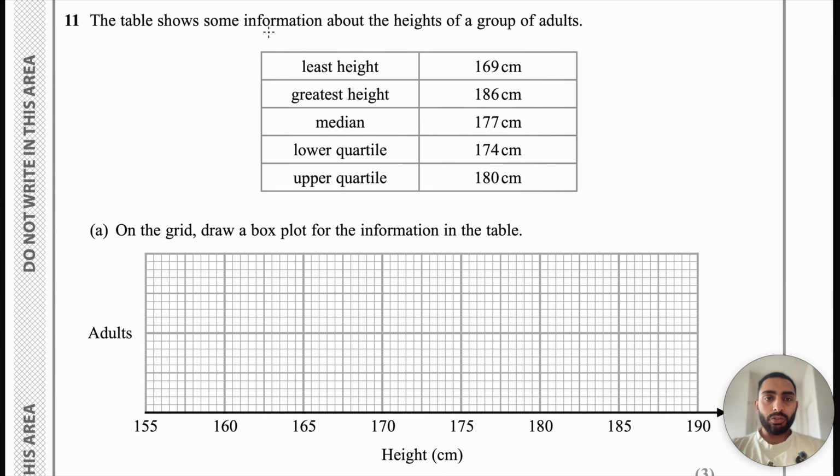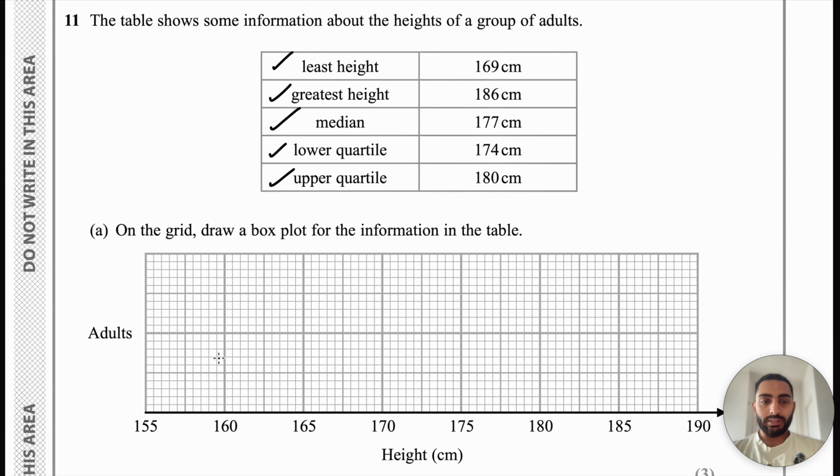Question 11. The table shows some information about the heights of a group of adults. Draw a box plot for the information in the table. Let's plot all of these onto the box plot. Let's just check we have everything we need. We have the smallest number, we have the largest number, we have the middle number, the lower quartile, and the upper quartile. So we don't have to work out anything. We just need to plot these lines on.